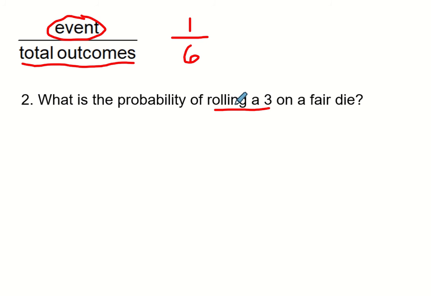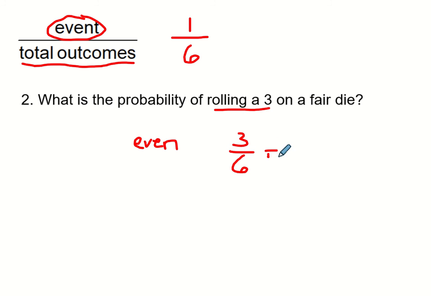Again, if I'd have said, what is the probability, let's just say, of rolling an even number on a fair die? Well, how many even numbers can I roll? Again, there's 2, 4, and 6. So there's 3 different even numbers I can roll out of a total 6 numbers on the die.